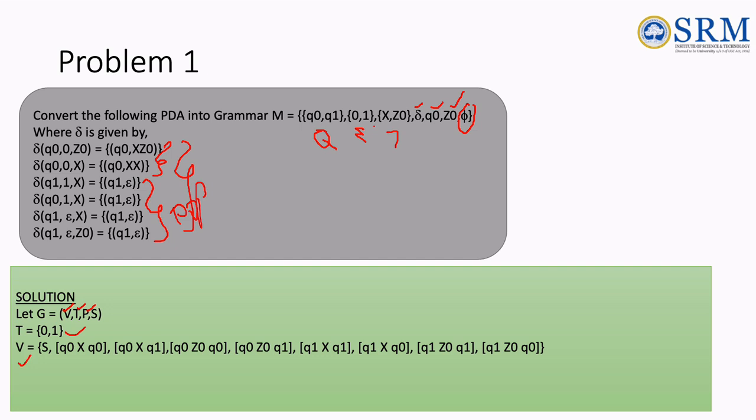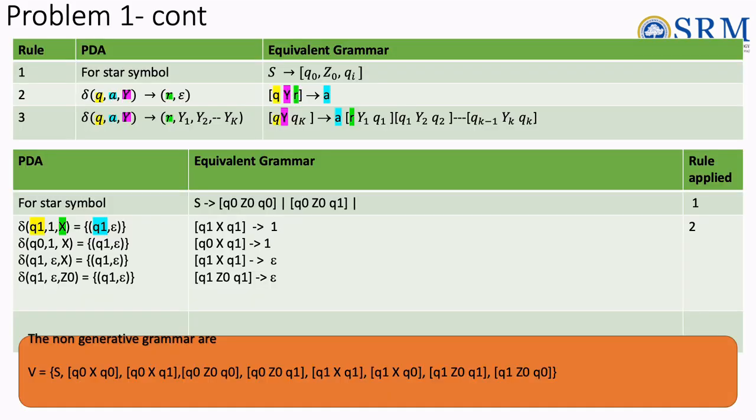So how to write this? This is my start symbol, yes. And how to write these states? It's very simple. I have two states, Q0 and Q1, and I have these tape symbols and so on. So you simply write the combinations, like a permutation. See here, Q0 X Q0, Q0 X Q1. Similarly, in the place of X, you put Z0: Q0 Z0 Q0, Q0 Z0 Q1. You just write all the combinations over here. Okay, so that is my vocabulary.